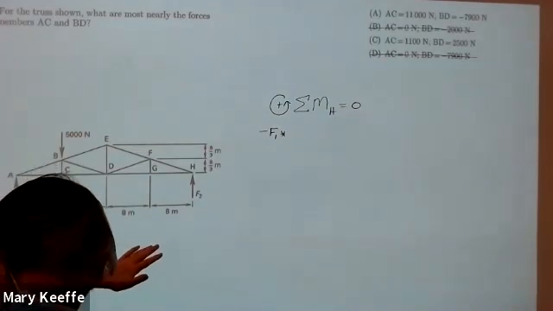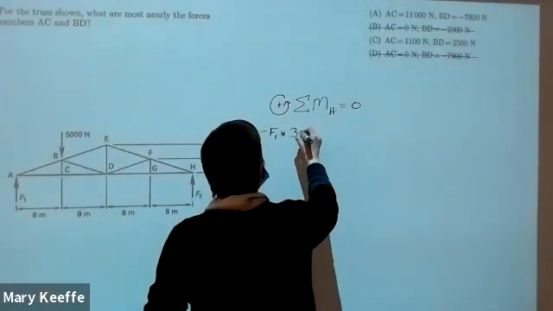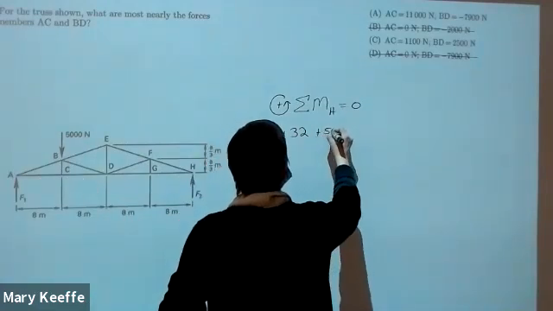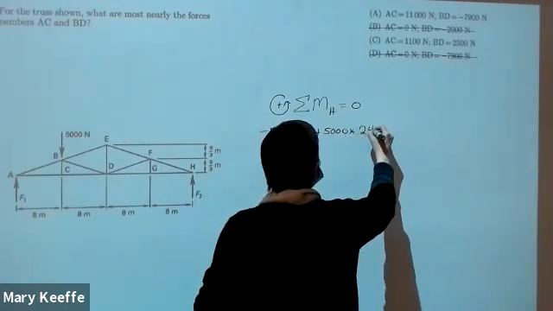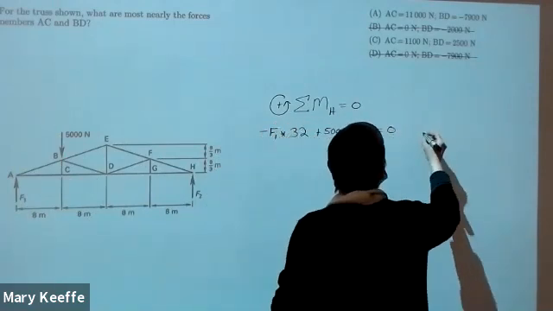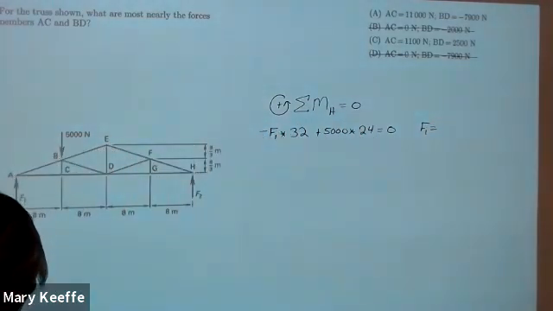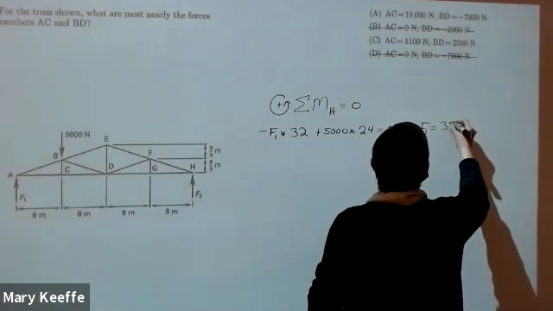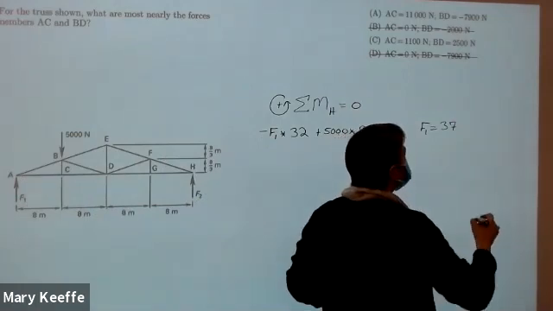Did I do that right? It's been a long day for me too. Okay, and then plus 5,000 times 24 is equal to 0, and that gives me an F1 of, what did I come up with? I got 3750. Does that sound right?